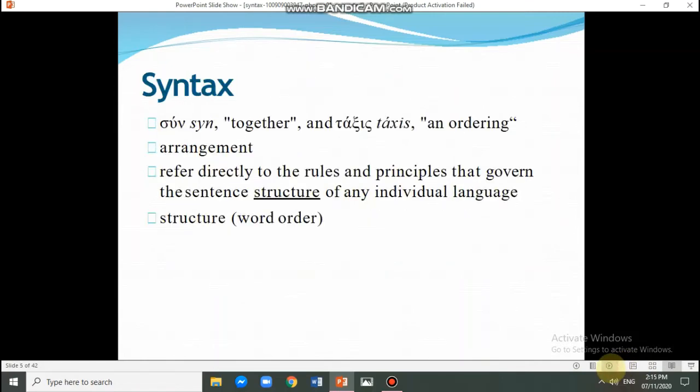So, syntax could mean together, or an order, or an arrangement, but it directly refers to the rules and principles that govern the sentence structure of any individual language. So, to sum it all up, it's the structure of a sentence. How the words are arranged properly in a sentence to give meaning for the information relayed to us. Kaya di ba, if the words or the ideas are not arranged properly or ordered properly in the sentence, the outcome is we will have difficulty in understanding kung unsa iyang gusto ipasabot. So that's syntax.